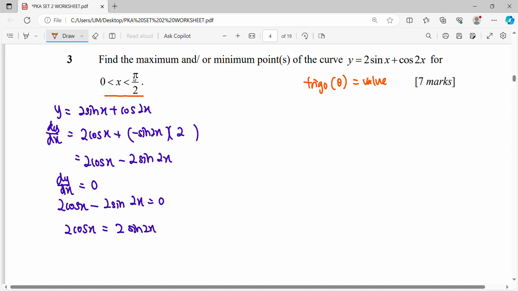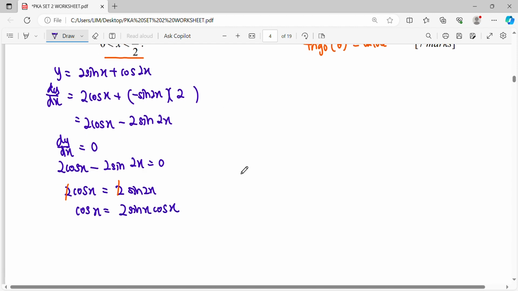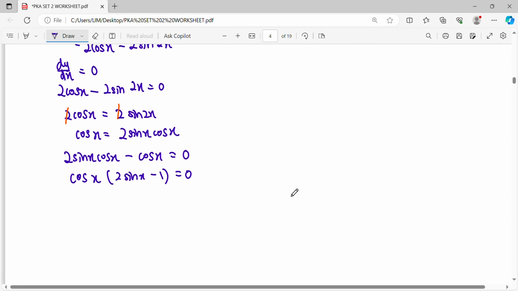Alright, so this is like topic 7. Okay, so simplify this. 2 can be simplified. Sine 2x and cos x are not the same, but sine 2x can be expressed as 2 sine x cos x. Then we connect back together so that you can factorize cos x. So once we factorize the cos x, you can get the pattern trigo, angle, value. Find out the value.